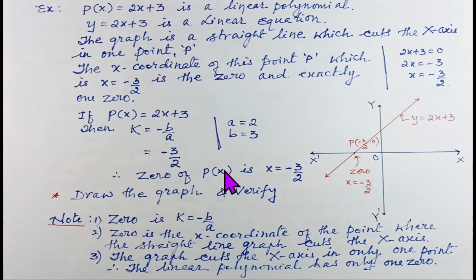So now we know that zero of p of x is x is equal to minus 3 by 2, but also it is the x coordinate of a point P where the graph of the polynomial, that is the straight line graph, cuts the x-axis. Therefore, it's very clear that the zero is k, that is minus b by a, it is minus 3 by 2, and also it is the x coordinate of the point P on the x-axis where the graph cuts the x-axis, and it is the only one point where the graph cuts the axis. Therefore, the zero of a linear polynomial is only one zero. That means a linear polynomial has only one zero.